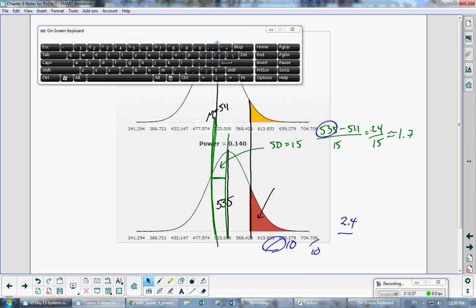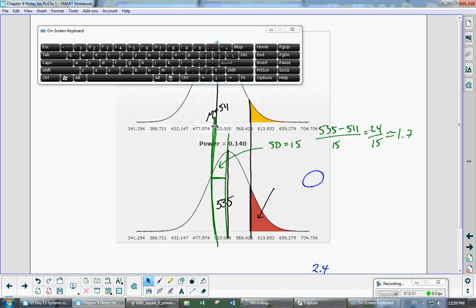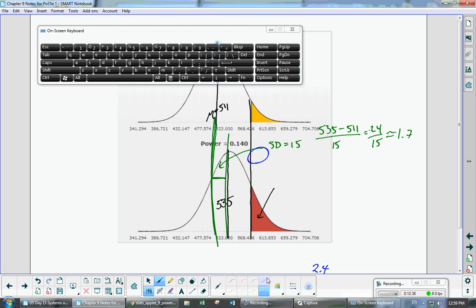Let's get rid of all the blue stuff. Whoa, get back here. Down, stop. Things are not behaving today.